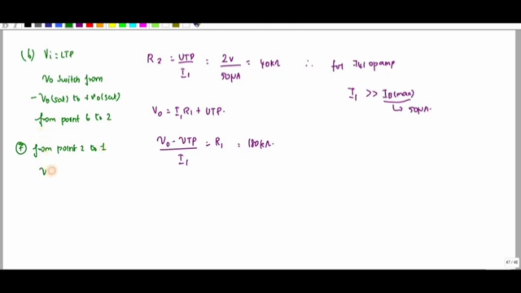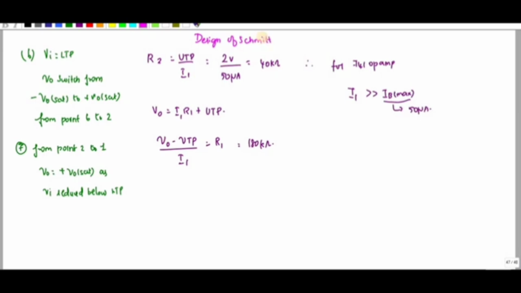V naught is equal to plus V naught saturation, right? As VA is reduced below LTP. Okay. So next part we will go for the design of Schmitt trigger.